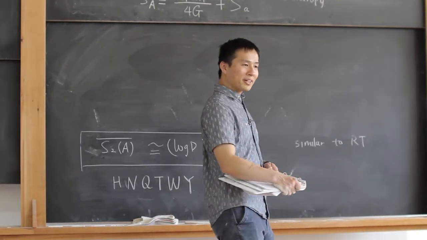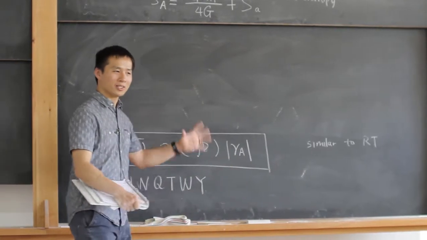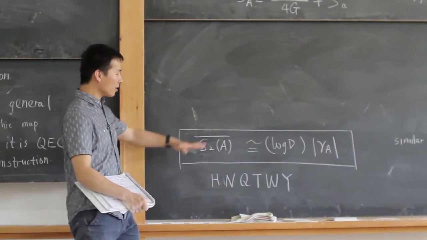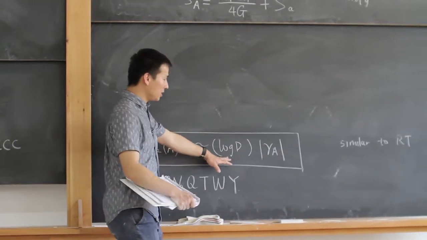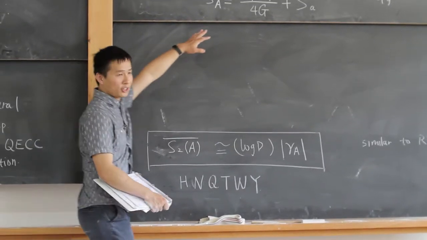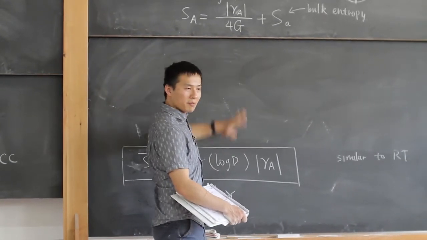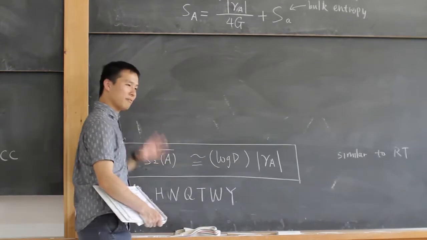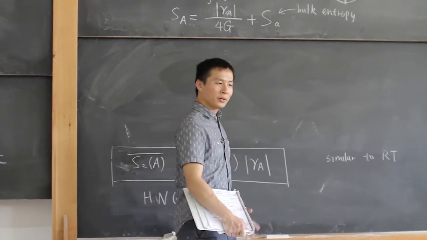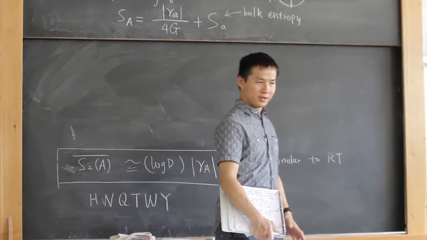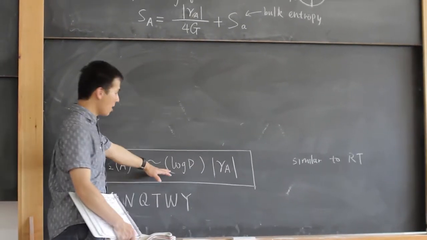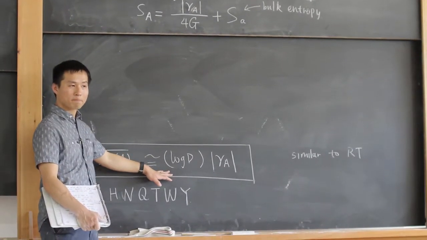In gravity, if we translate how much the corrections are, we should think of log D as being similar to 1 over G if we compare these two formulas. So roughly speaking, if we have any large N gauge theory on the boundary, then log D is like N squared.